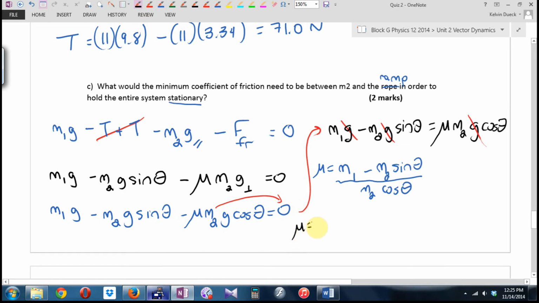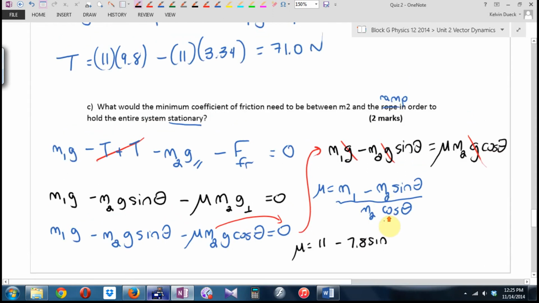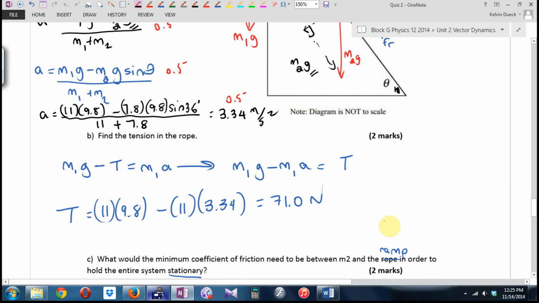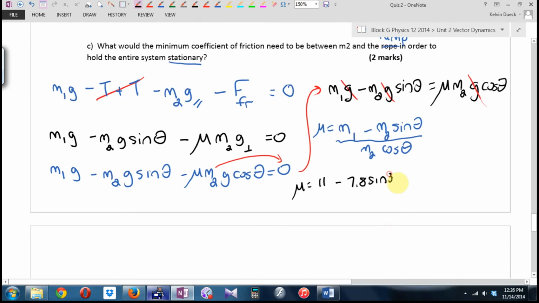It's going to be M1, which was 11, minus 7.8 sine, what was the angle? 30-something. 36? All divided by 7.8 cos 36. Mickey, can I cancel out those 7.8s? Why not? You're right.